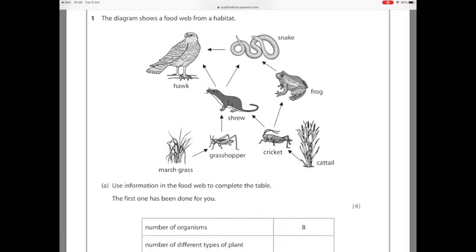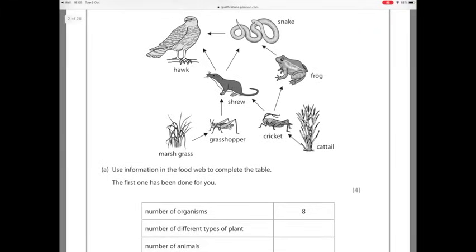Use information in the food web to complete the table. The first one has been done for you. This has been drawn quite horribly, so rather than looking at where the layers are, you're going to need to count the arrows and make sure you remember things about what a producer is and what a primary consumer is. So starting with the number of organisms, which they've done for us, which is annoying because that's the easy question. Just count how many different organisms there are: 8, so we do agree with them.